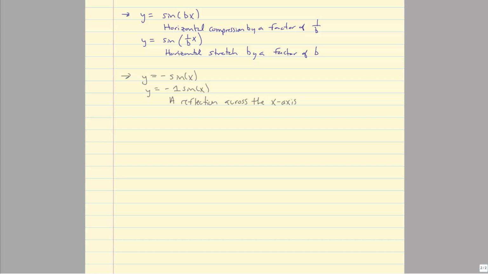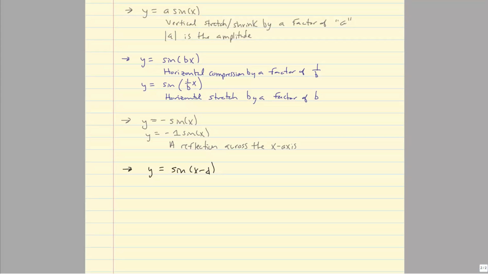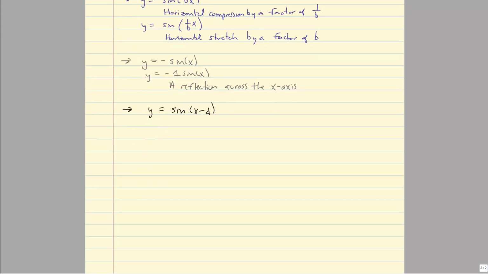So the first one, let's go ahead and look at sine. Again, we're just going to keep using sine, but these would apply to cosine as well. y equals sine of x minus d. Now notice up above, when we had this b and 1 over b, those are inside the argument of the sine function. Now this minus d is inside the argument of the sine function as well. And anytime you're working within the argument of the sine function or the cosine function, what ends up happening is it's horizontal, whether stretch, compression, or translation.